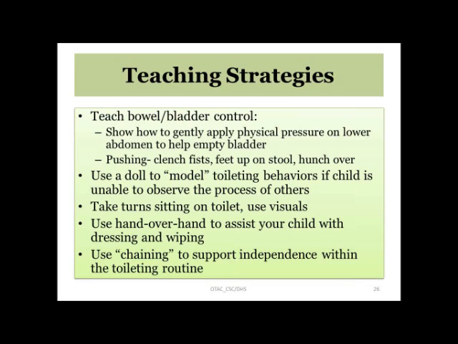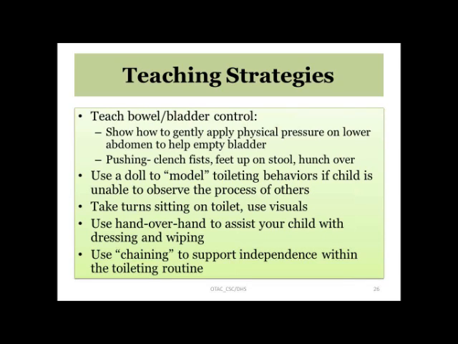In the process of modeling for your child, take my turn, your turn, using those visuals for showing how you're following the routine. This is what it looks like. Now you copy me. When you're teaching your child how to dress themselves, how to wipe themselves, maybe putting the toilet paper in their hand and then helping them wipe themselves, helping them maybe pull their pants up to their knees, and then you help guide their hands to pull their pants up the rest of the way. So helping them be a part of that process.